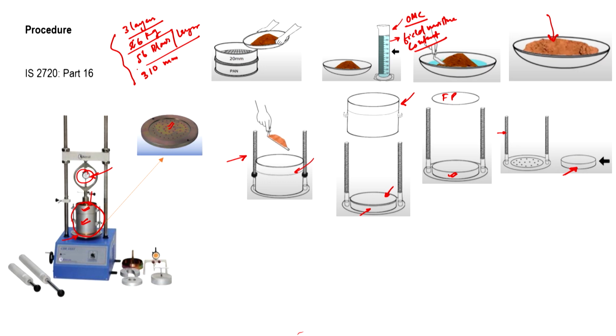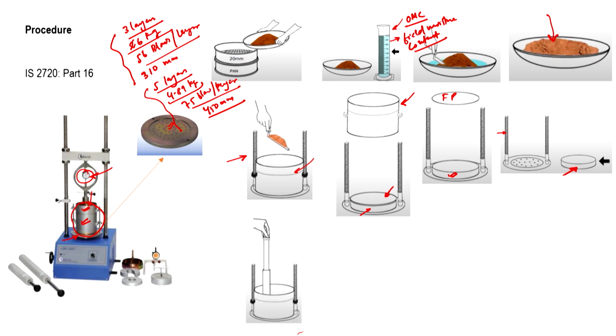In heavy compaction, we fill the soil in 5 layers. We use a 4.89 kg hammer for compaction. In each layer we apply 75 blows, and the height of the fall here is 450 mm. This is what we have to remember depending on the type of test we choose.